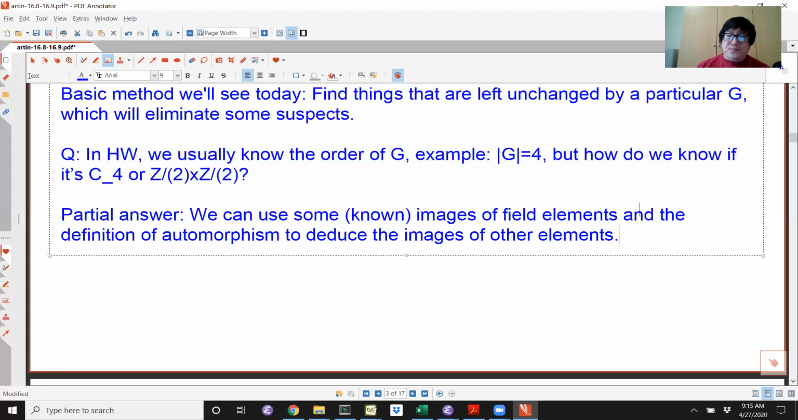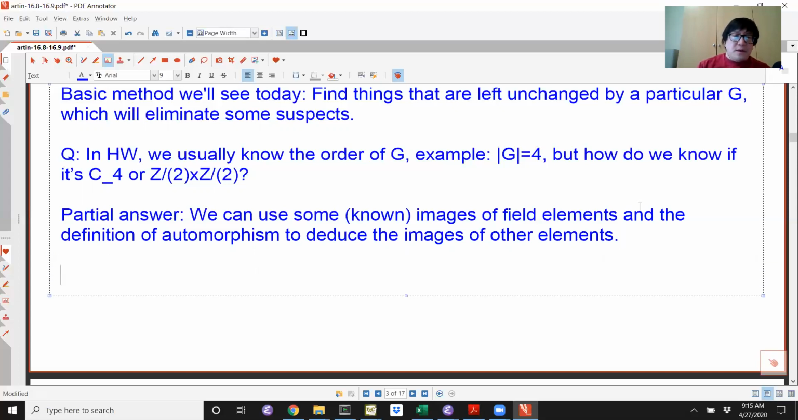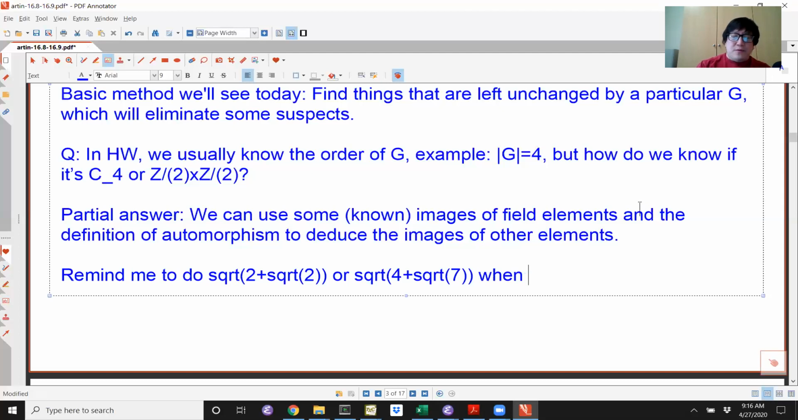So for example, remind me to do either the square root of 2 plus square root of 2, or the square root of 4 plus square root of 7. There are two examples in the book, and it's important that I get the number right. We'll do this when we get to quartics.